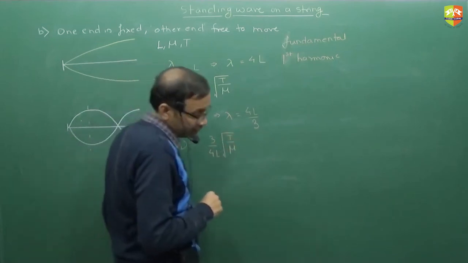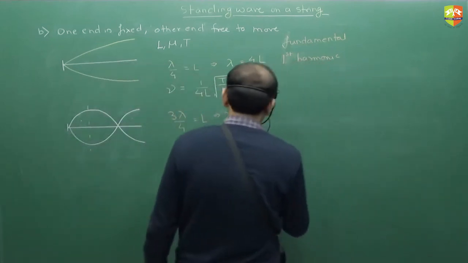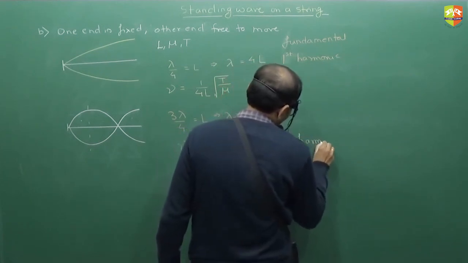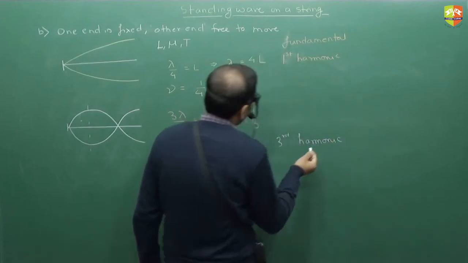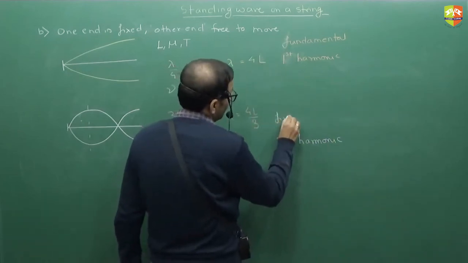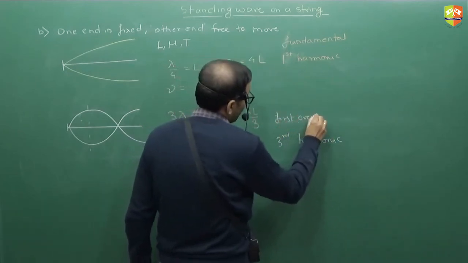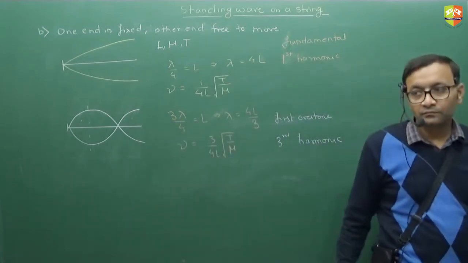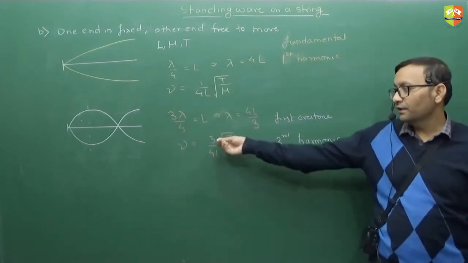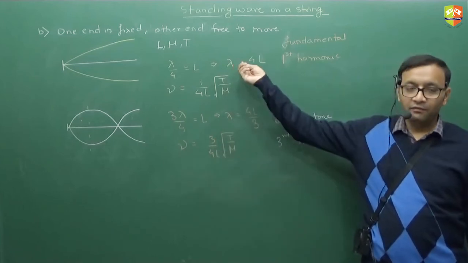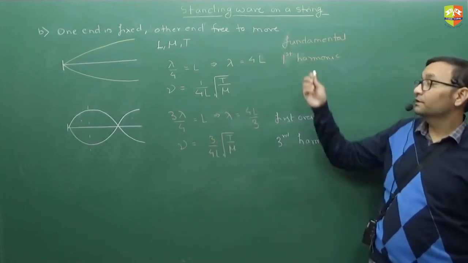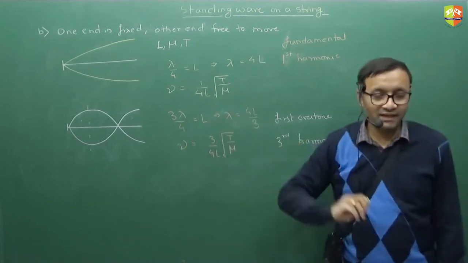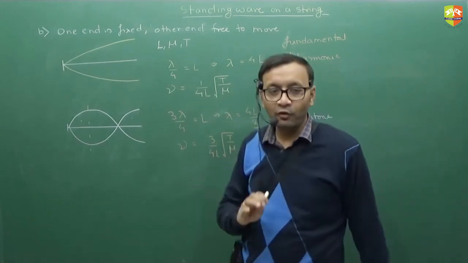What will be its name? This is third harmonic, and this is first overtone. Understood why it is third? Three times the fundamental, three times the first harmonic. So even harmonic doesn't exist in this case. Next frequency will be 5 by 4L.